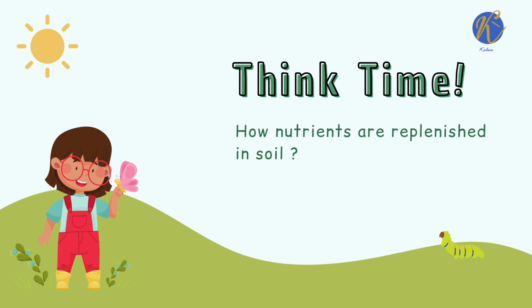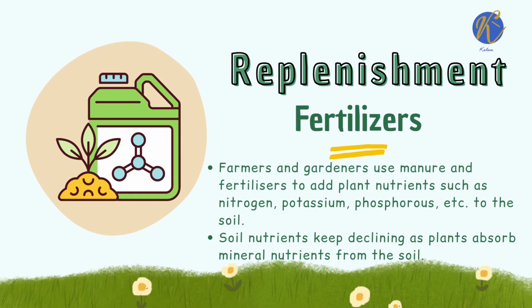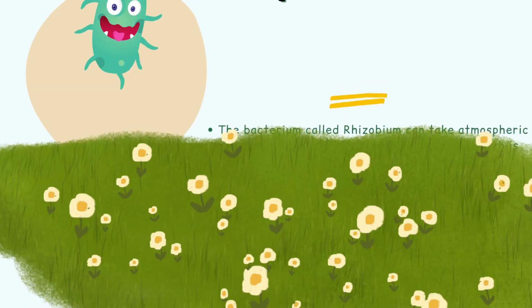Now it's think time. How are nutrients replenished in soil? Let's check out. One of the most popular ways is to use fertilizers. As we already discussed, fertilizers are special chemicals that are added to soil. Farmers and gardeners use manure and fertilizers to add plant nutrients such as nitrogen, potassium, phosphorus to the soil. Soil nutrients keep declining as plants absorb mineral nutrients from the soil.